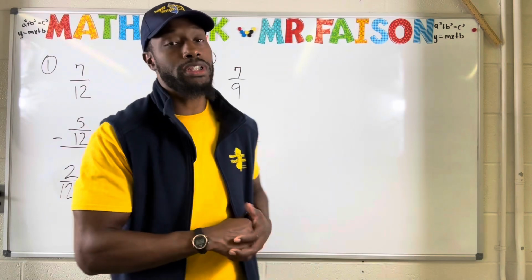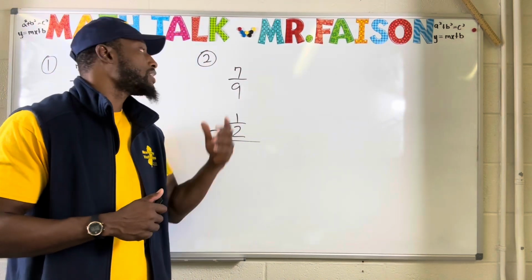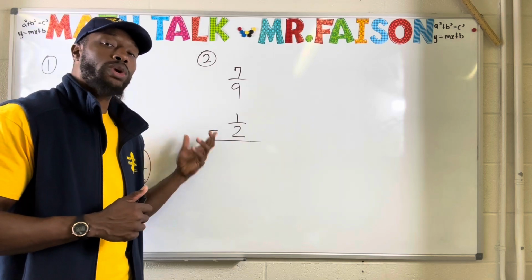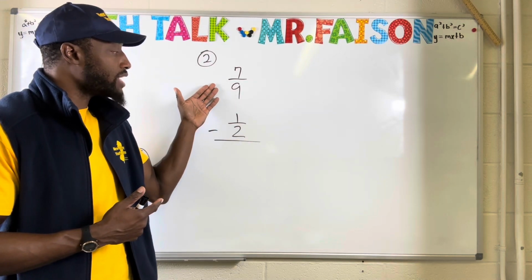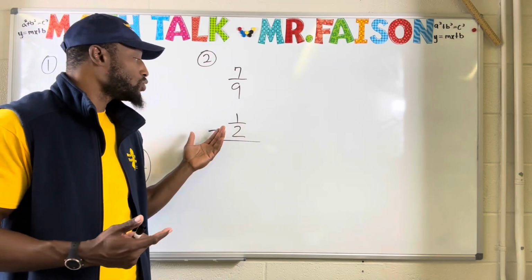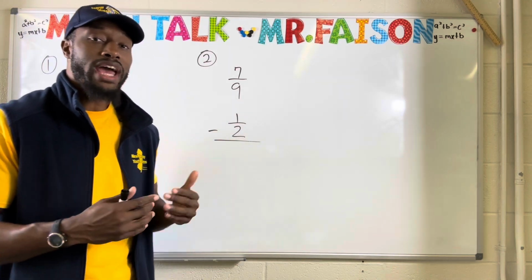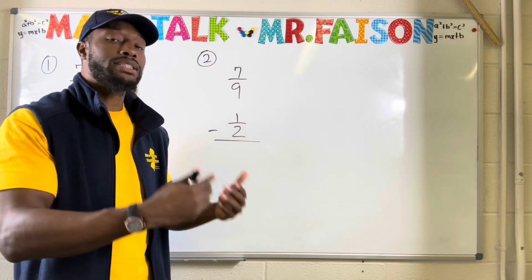Now hopping over to problem number 2. What we're looking at is 7 over 9 minus 1 over 2. As we can see, the denominators are not the same. We have a 9 as the denominator up top and 2 as the denominator at the bottom. What we have to do is make the denominators the same.